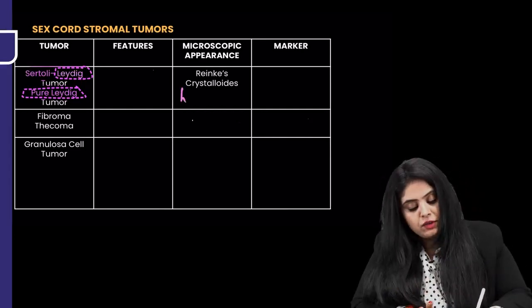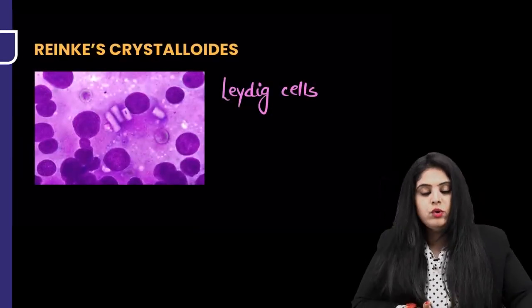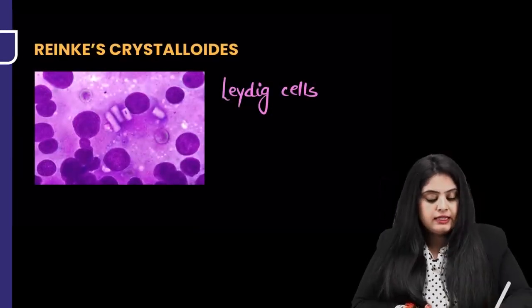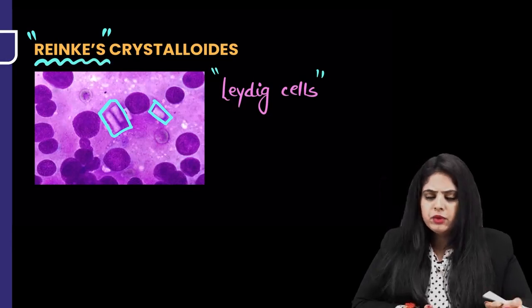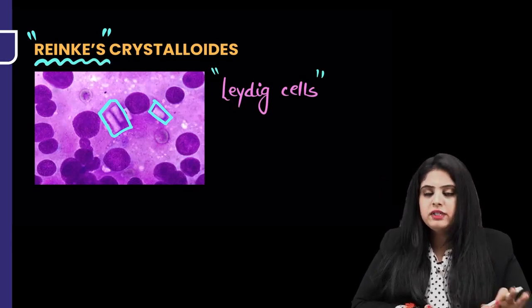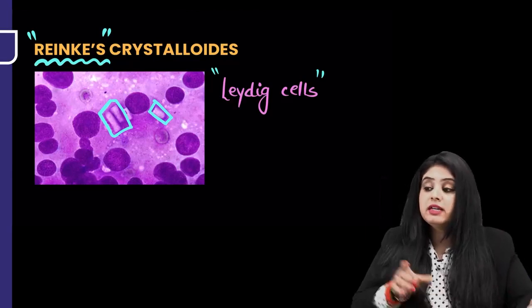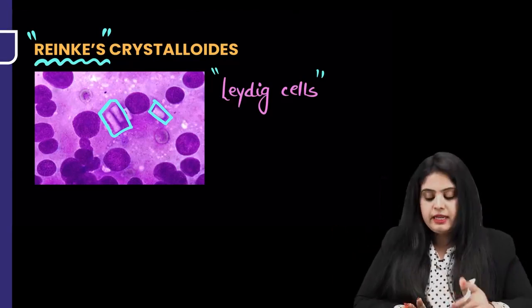Remember, Reinke's crystalloids are going to be seen in the Leydig cells. So I want to show you what Reinke's crystalloids look like. They look like cylinders or rectangles. That is what you see in Leydig cells. Remember, Reinke's crystalloids in Leydig cells, whether it is a pure Leydig cell tumor or a Sertoli-Leydig mixture, you don't care much about it. Leydig word dekha to mark Reinke's crystalloids.